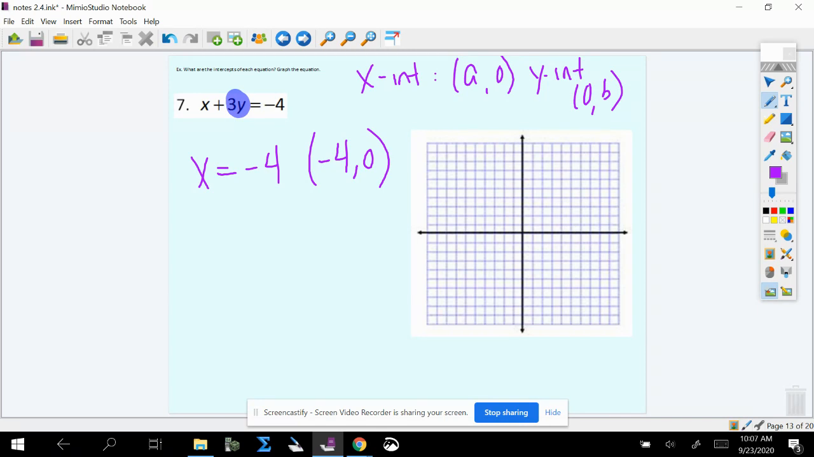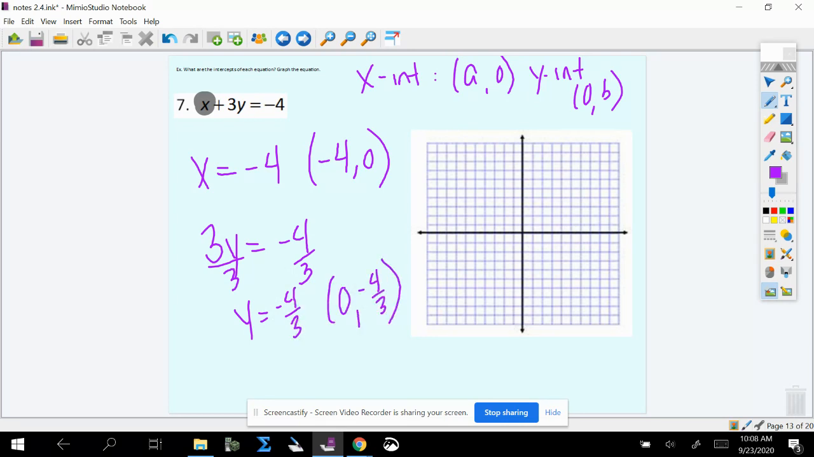Now to find the y-intercept, let me get rid of my cover-up there. I'm going to do the opposite. I'm going to cover up the x's. So think of it as blackened out, and I'm going to do what's left. So 3y equals -4. Divide by 3 to solve for y. That means my y-intercept is 0, -4/3.